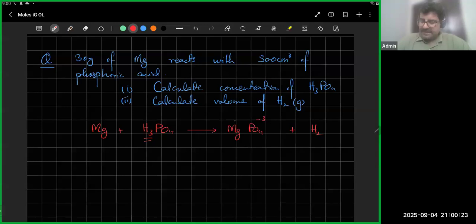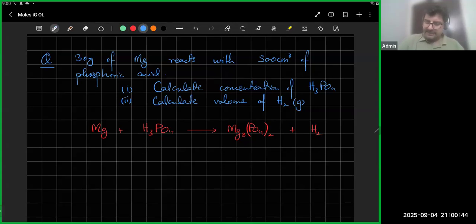PO4 is -3 and Mg is group 2, so it's +2. So the formula would be Mg3 and PO4 would be, how much? PO4 twice, right? So Mg3(PO4)2. Now you need to balance this.